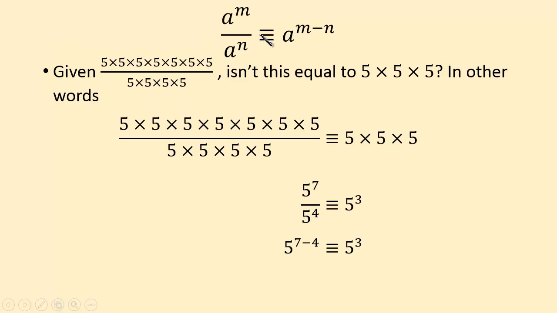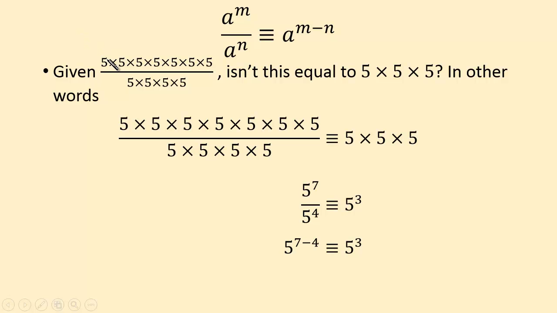So now let's look at this law or property of exponents. We have that a to some power m divided by the same number a to some power n is identical to a to the m minus n. Let's get some intuition now for this. Here we have 5 times 5 times 5 times 5, and 7 5's up here, and 5 times 5 times 5 times 5. Now, you should realize that this is the same as 5 times 5 times 5. So let's see how we get that.